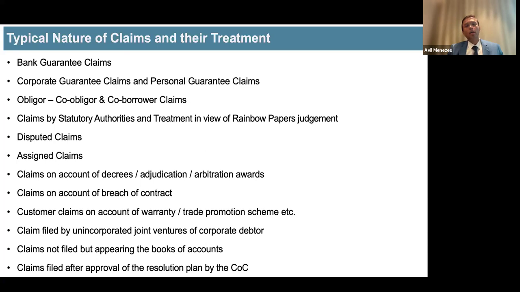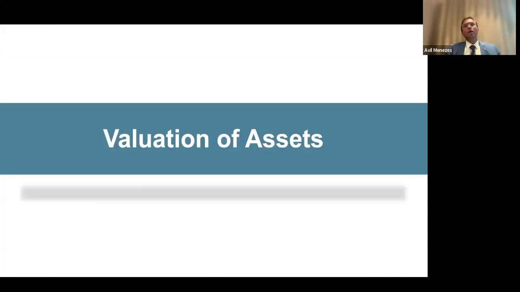Wherever you've got an order, decree, adjudication, or arbitration award which is not challenged, you accept that in full. I think I've covered most of it. Claims not filed but appearing in the books of account is also what we have already covered. Claims filed after approval of the resolution plan by the COC is already there. The second aspect that I will cover next, I think we've taken a lot of time, but claims was quite important. If there are questions, please keep them coming.